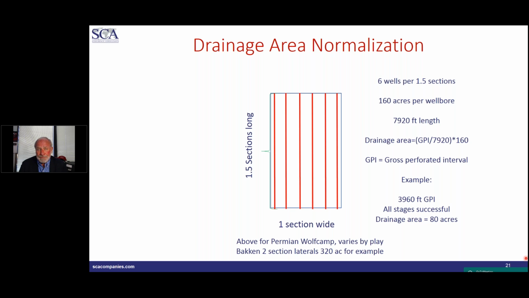For instance, in the Bakken, for 2-section laterals we got 320 acres as your number out there, just based on the spacing, because they typically put 4 wells per pattern there. But anyway, that's a number.